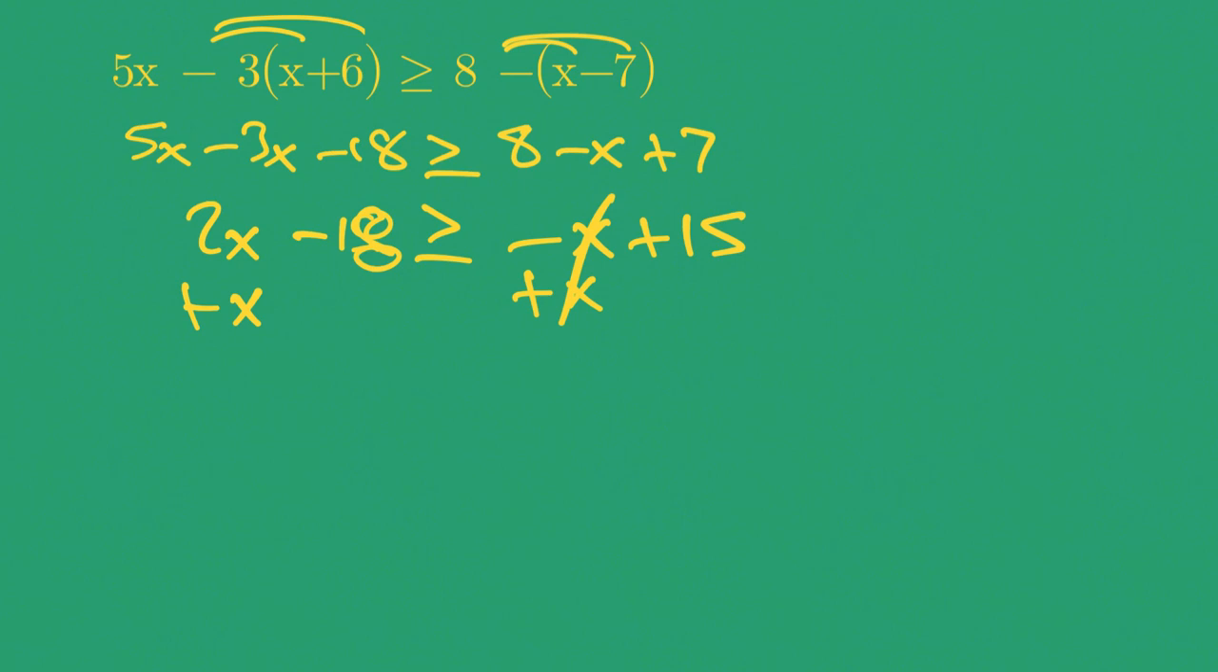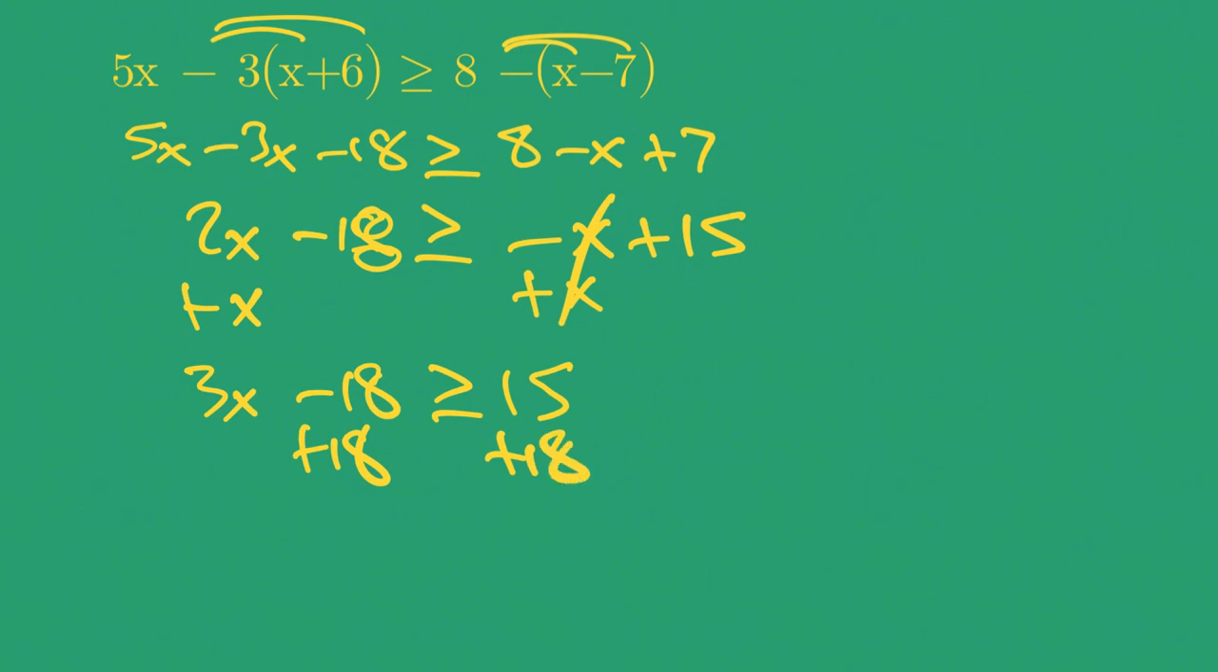What is 2x plus 1x? 3x minus 18 greater than or equal to 15. Add the what? Add the 18. I like it. Add the 18 to both sides. 3x is greater than or equal to, what is that, 33.